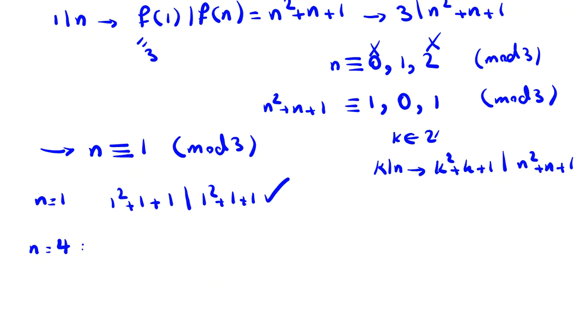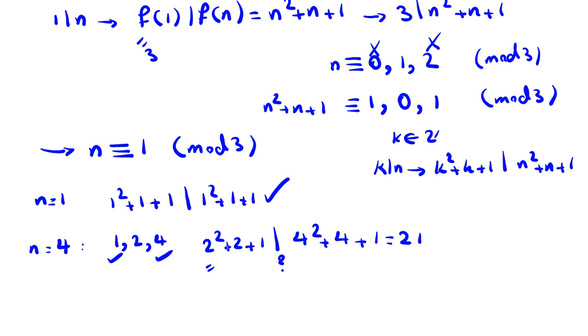For 4, what are the divisors? 1, 2, and 4. So 1 and 4 are obviously okay. For 4, both sides will be equal. For 1, the left side is 3, and we've proved that if n is 1 mod 3, then 1 is okay. So you need to only check 2. We should see whether 2 squared plus 2 plus 1 divides 4 squared plus 4 plus 1. That is 16 plus 4, 20, 21. And 2 squared plus 2 plus 1 is 7. So it is okay. So 4 is okay.